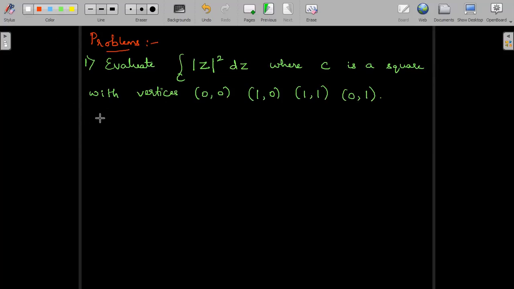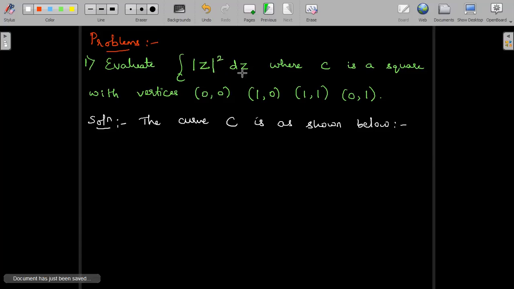So let us see how to solve this line integral problem. Solution. The curve C is as shown below. First let us draw the curve C, which will help us for each segment when we have to integrate mod z squared dz. If we look at the figure, we will be able to write the equations of those lines and proceed. That is why we draw a figure for convenience.